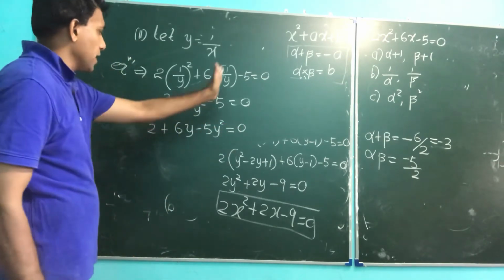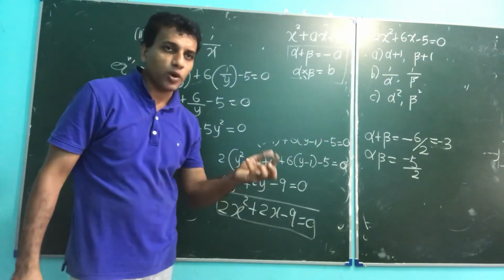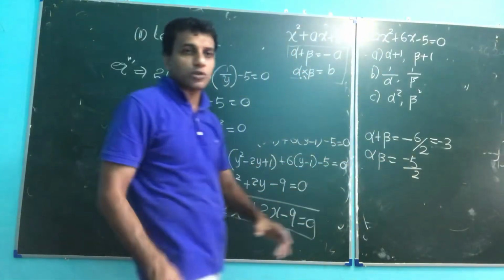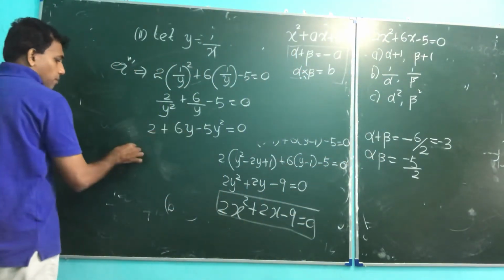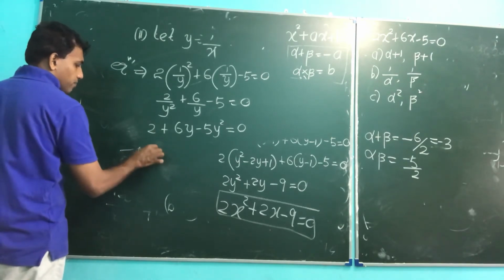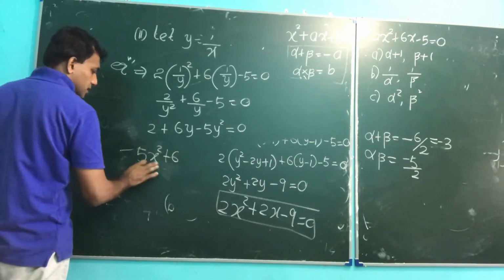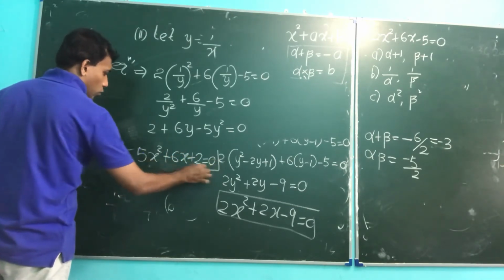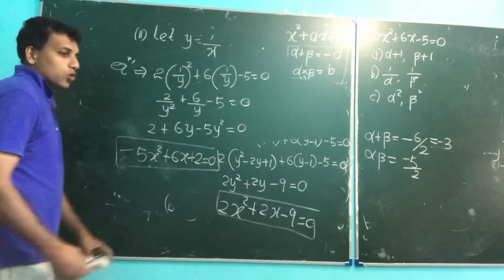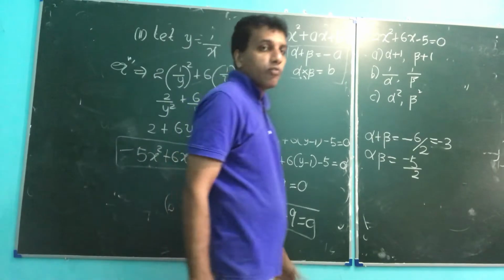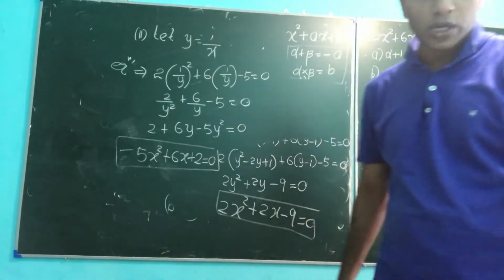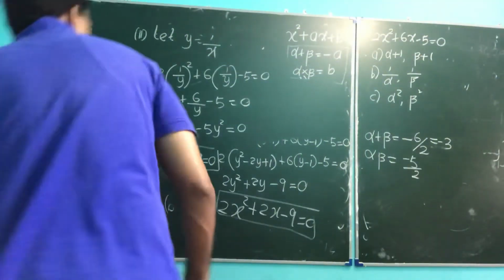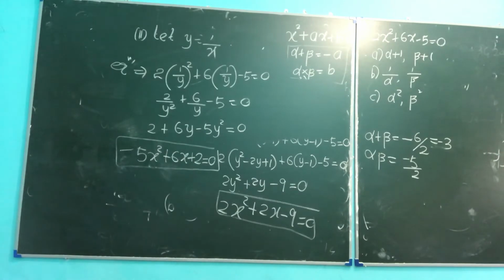Multiply y square, LCM. But when you give the equation, give in x, because the given equation is in terms of x. Therefore the answer is minus 5x square plus 6x plus 2 equal to 0. Okay, this is the equation whose roots are 1 over alpha and 1 over beta, right? So here both of the problems use the transformation.